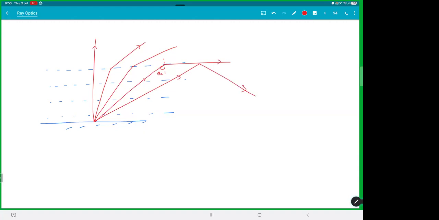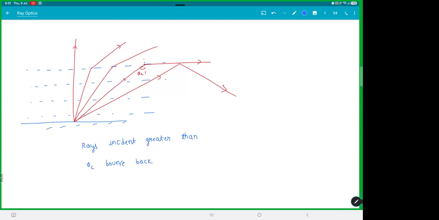You don't see any light rays outside. So rays incident at an angle greater than theta critical bounce back into the water. That's the reason you don't see the whole pool bright. You see only a part of it.